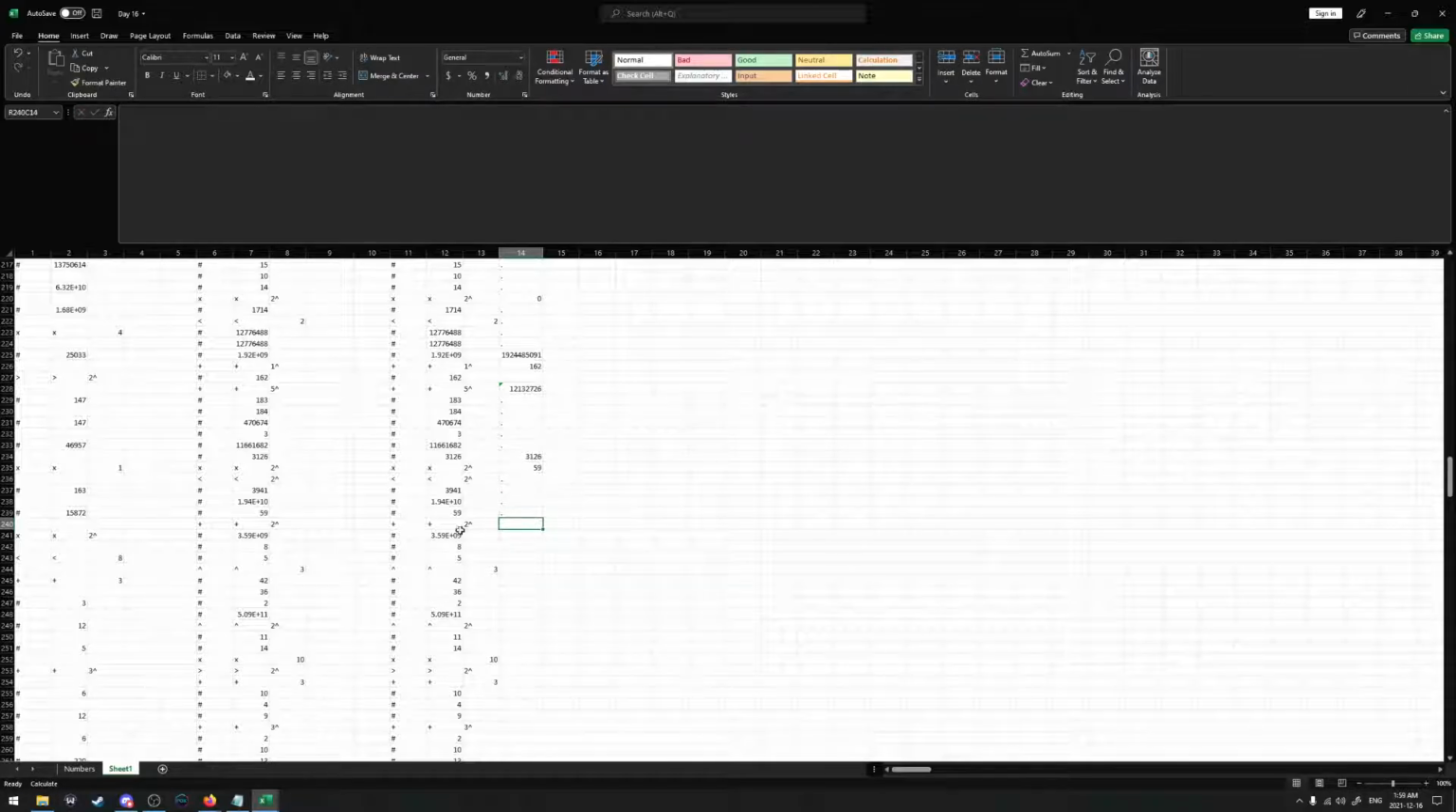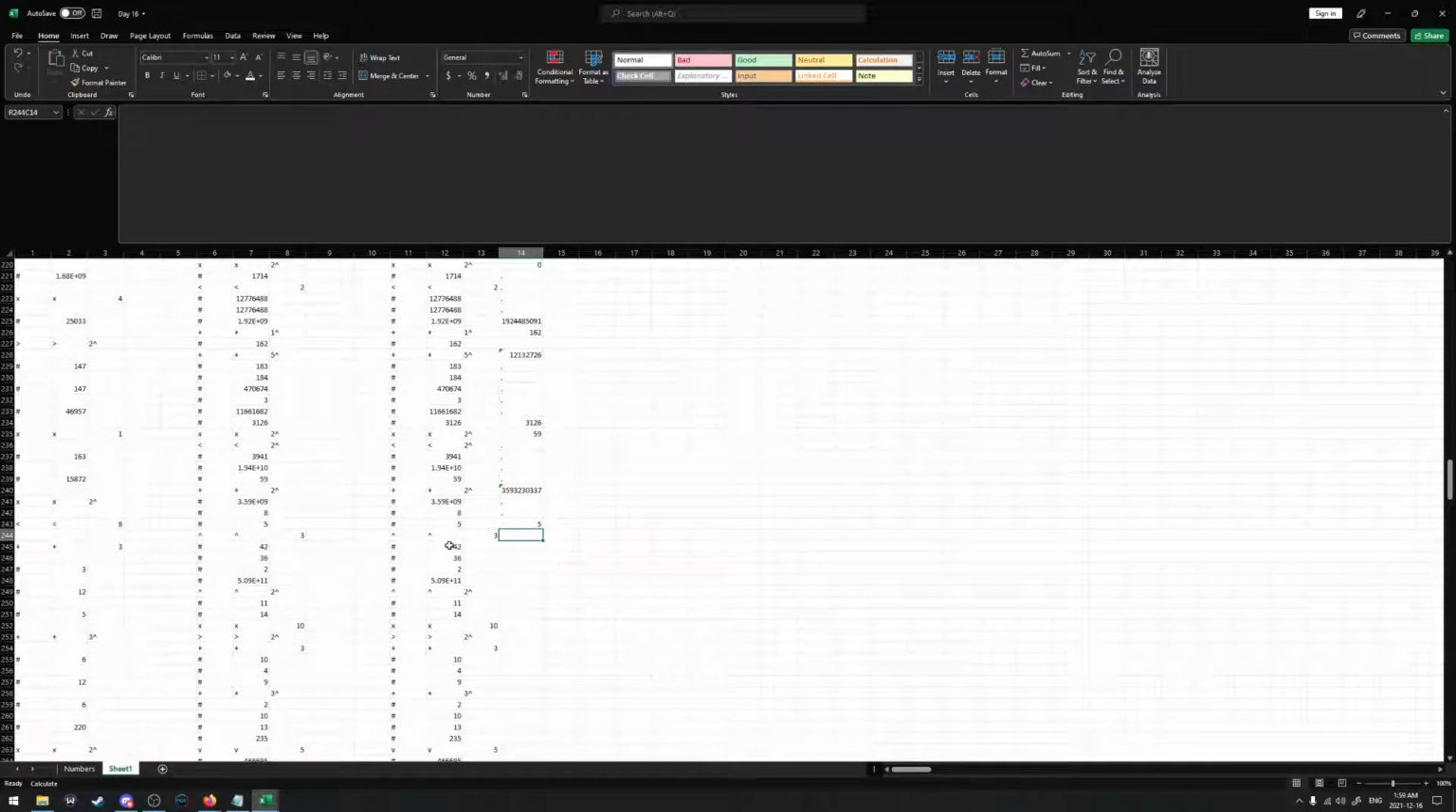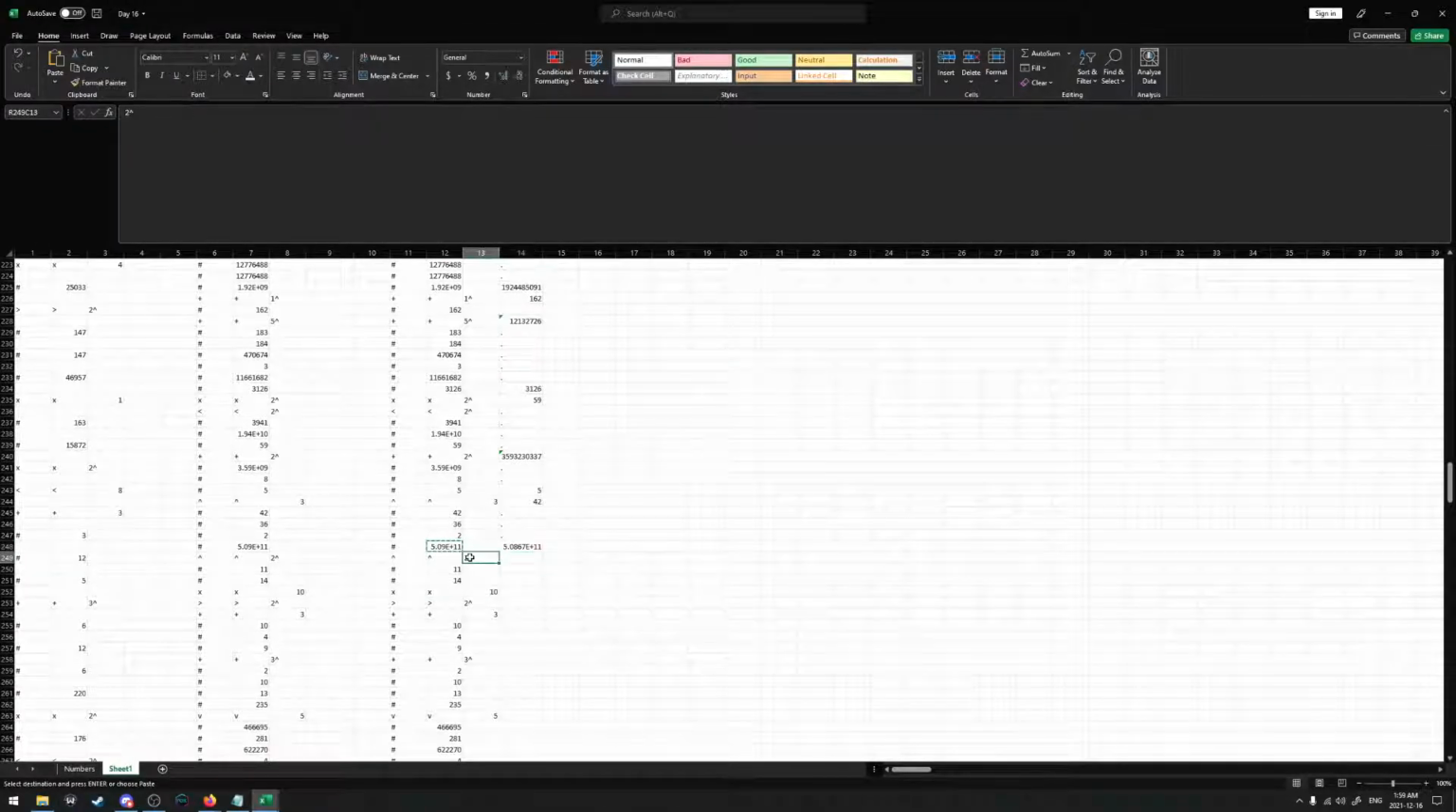Whoops. The sum of those two. 5. The upper of the next three is 42. The upper of the next two. Yeah, the upper of the next two. That's 14.